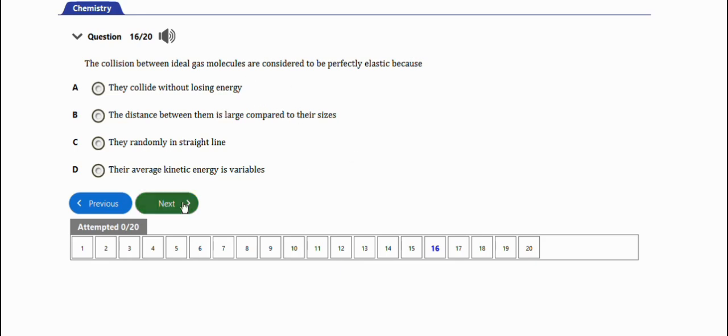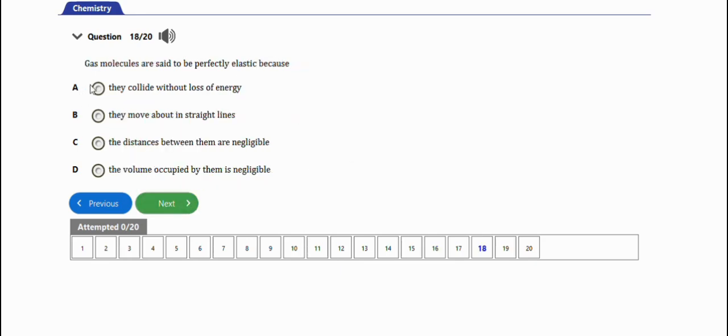Alright. Next question will be this one. It says gas molecules are said to be perfectly elastic because they collide without loss of energy. So that's the right answer, guys. Option A. Okay, I think I've already answered this before. The next question will be this one.